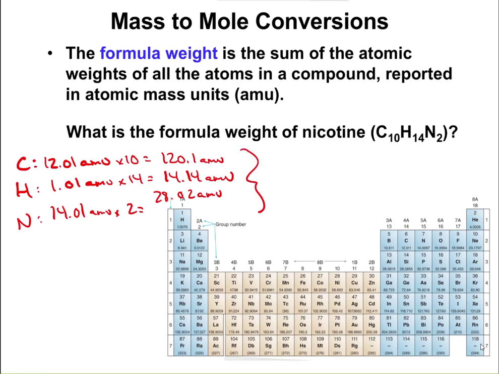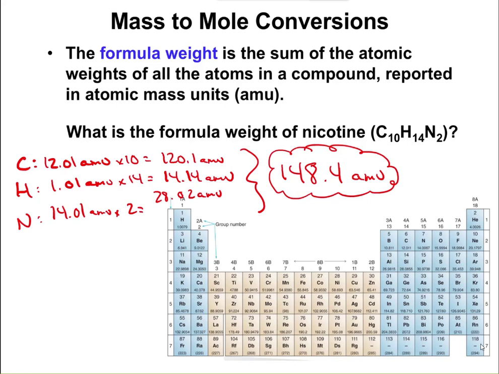So that means that for nicotine altogether, we have to add those up. So 120.1 plus 14.14 plus 28.02 is going to add up to 148.4 AMU. All right, so that would be your formula weight for nicotine, 148.4.